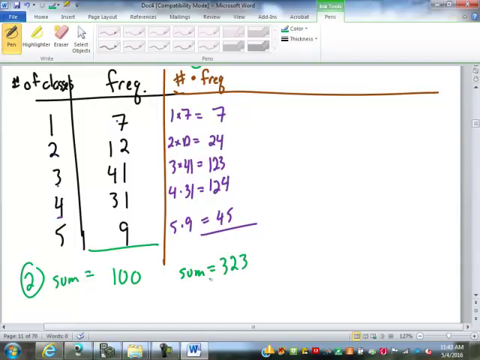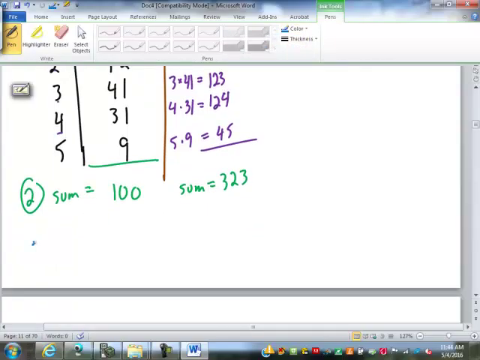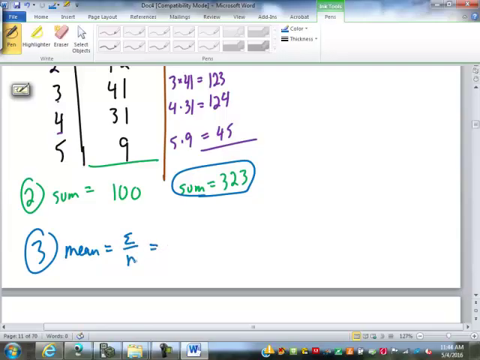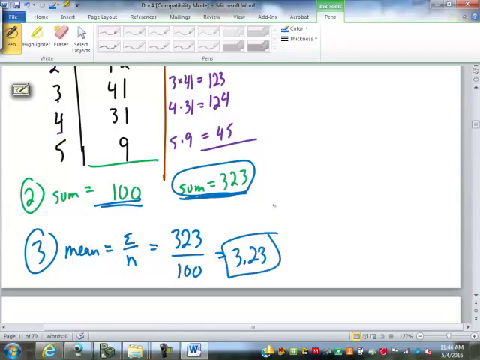Yep, that looks like it's coming out, 323. So then step 3, the final step to find our mean. This right here, remember the mean is the sum over n. Well, this right here is our sum, the 323. That's the sum of our values. This sum here of our frequencies is n. That's how many items are in this list. So 323 divided by 100 is 3.23. So that is saying that the mean number of classes taken by a student is 3.23 classes this semester.